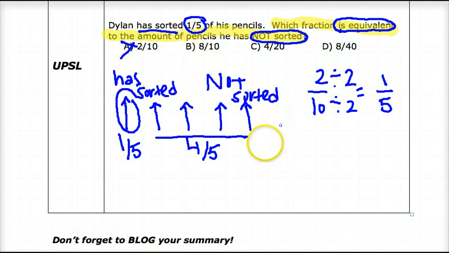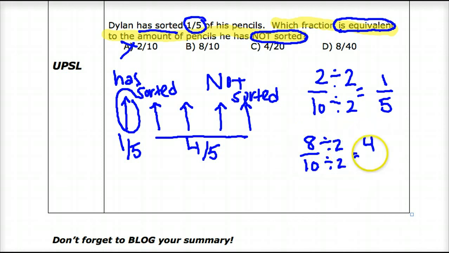Now for choice B, we have 8/10. We could divide 8/10 by 2. 8 divided by 2 is 4. 10 divided by 2 is 5. So 8/10 is equivalent to 4/5. This one could possibly be our answer. We will leave it there.